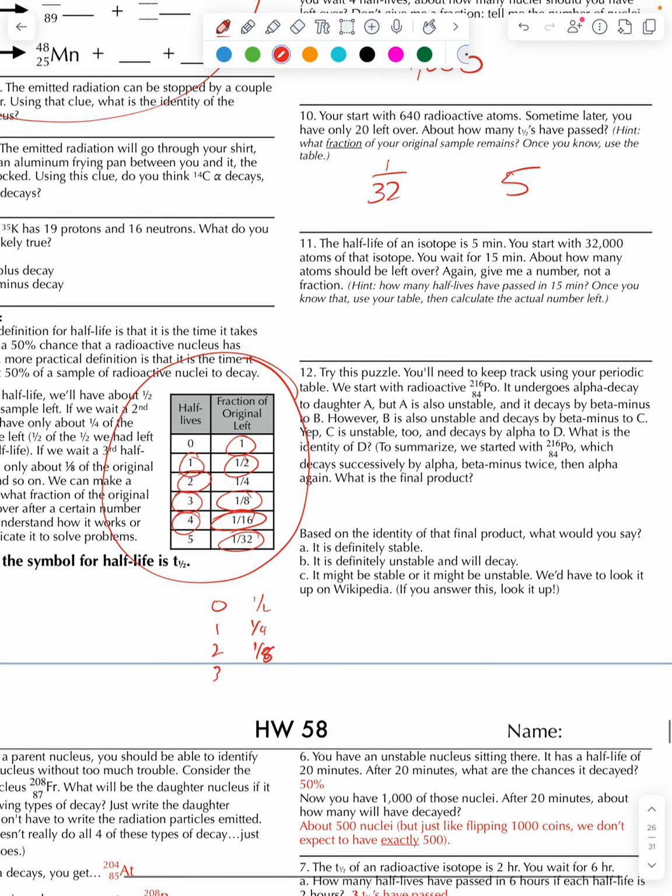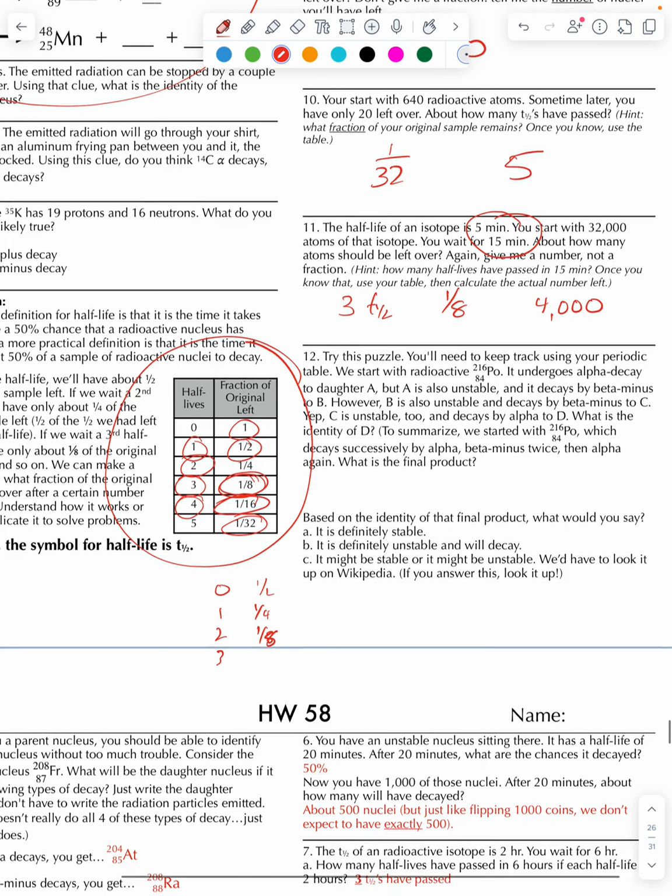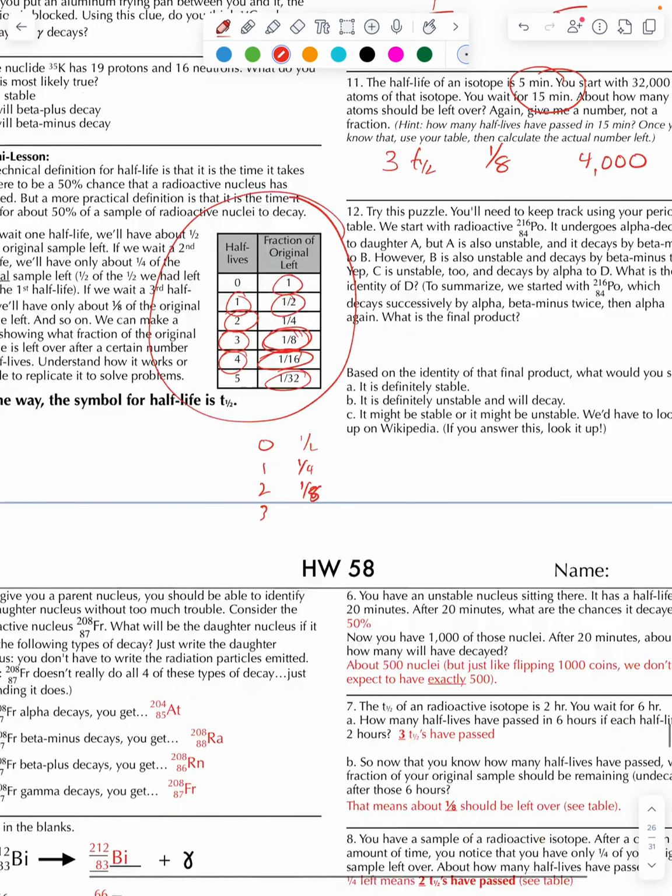The half-life is 5 minutes. You start with 32,000. You wait 15 minutes. How many atoms should be left over? Again, feel free to pause if you want to think about this. So let's look at this information. That tells us 3 half-lives have passed. So that tells me what fraction is remaining. I should have 1/8 remaining, right? And if 1/8 remains, I should have 4,000 left over. Okay. I think I did that.